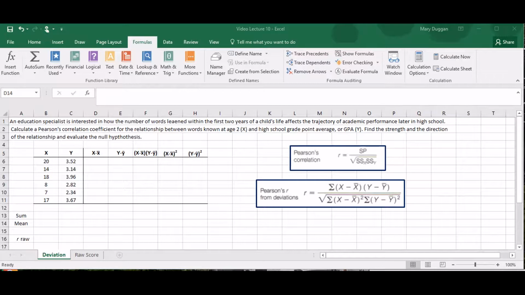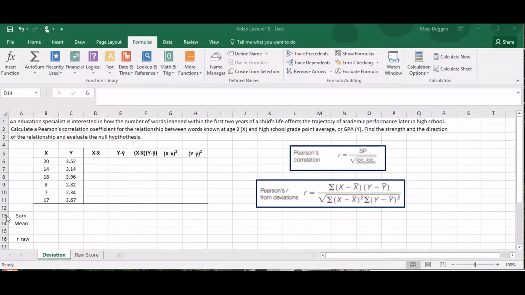An education specialist is interested in how the number of words learned within the first 2 years of a child's life affects the trajectory of academic performance later in high school. Calculate a Pearson's correlation coefficient for the relationship between words known at age 2, x, and high school grade point average, or GPA, y. Find the strength and the direction of the relationship and evaluate the null hypothesis.